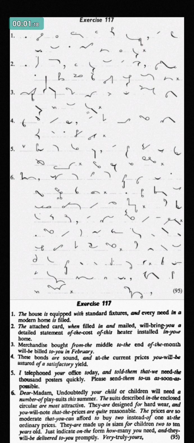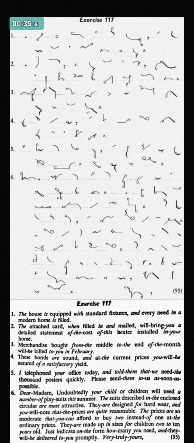The house is equipped with standard fixtures, and every need in a modern home is filled. The attached card, when filled in and mailed, will bring you a detailed statement of the cost of this heater installed in your home.